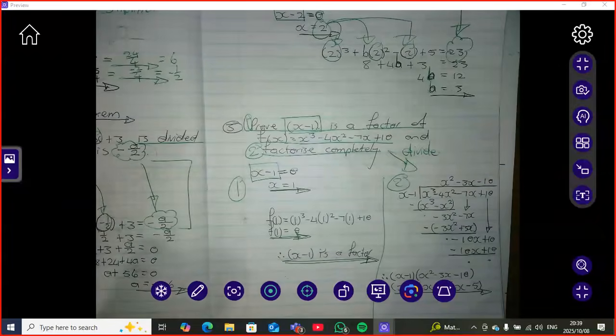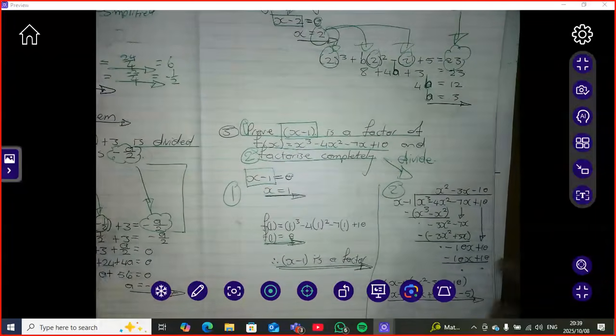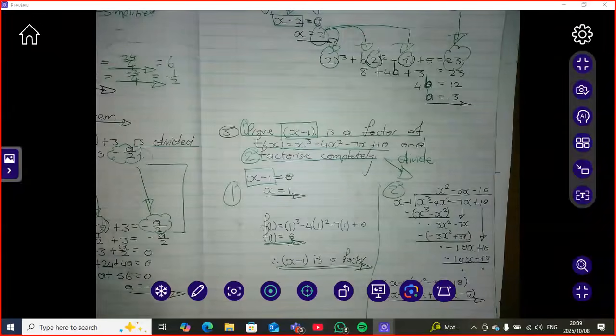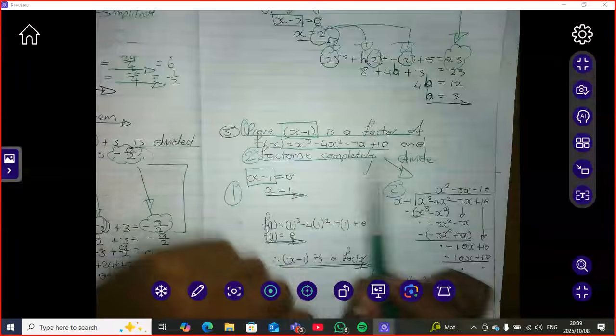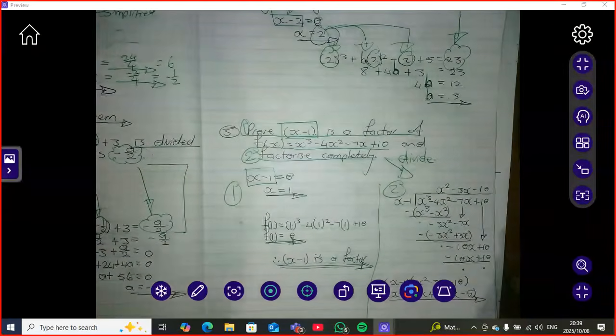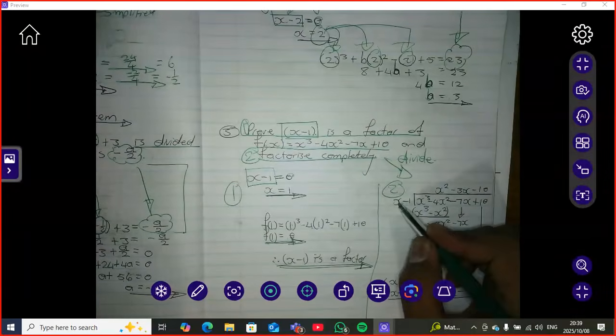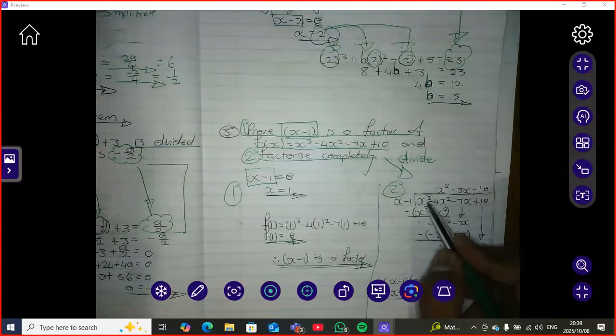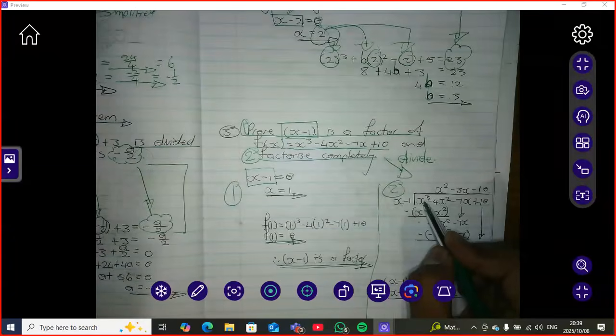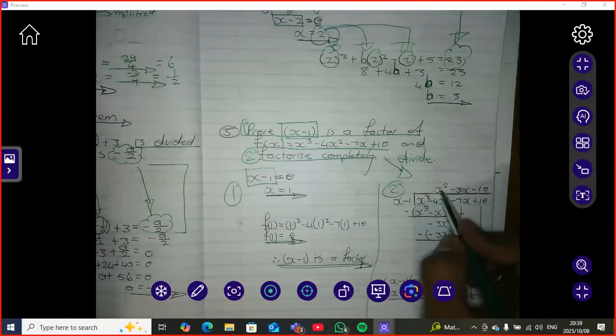Okay, let us say factorize completely. So I've proven now that x minus 1 is a factor of my given equation. I must now factorize this fully or completely, like they say. So this is division. I say x minus 1 is my factor divided into my given equation. So I say x divided by x cubed gives me x squared.